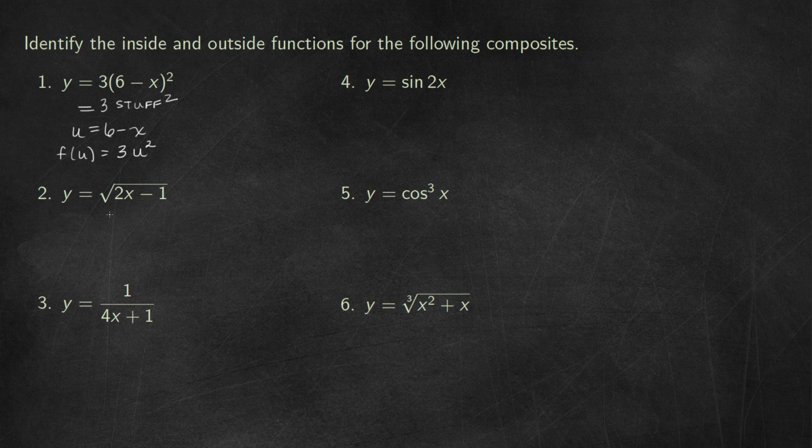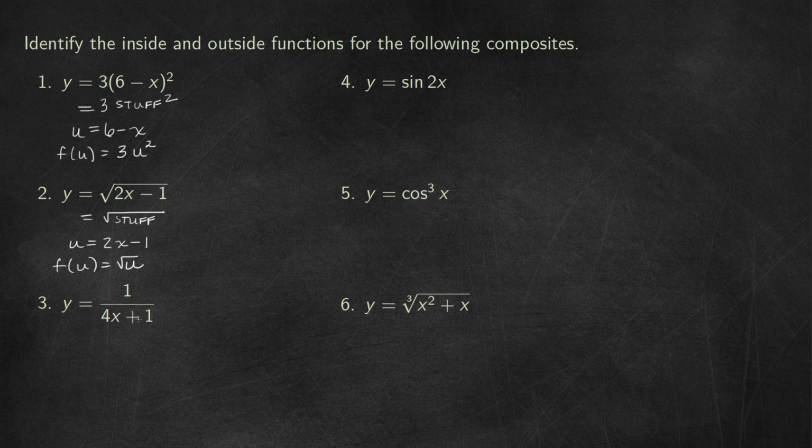Number 2, y equals the square root of 2x minus 1. This is not just the square root of x, this is the square root of other stuff. So this is in the form of square root of stuff. My inside function is this stuff. So u equals 2x minus 1 is my inside function. My outside function is square root of stuff, so square root of u, and we'll call that f of u equals square root of u. That's my outer function. Number 3, y equals 1 over (4x plus 1).